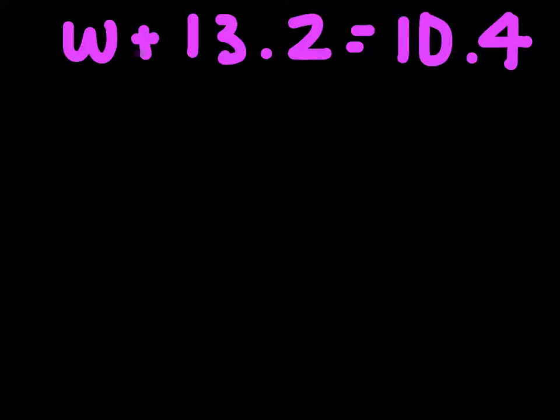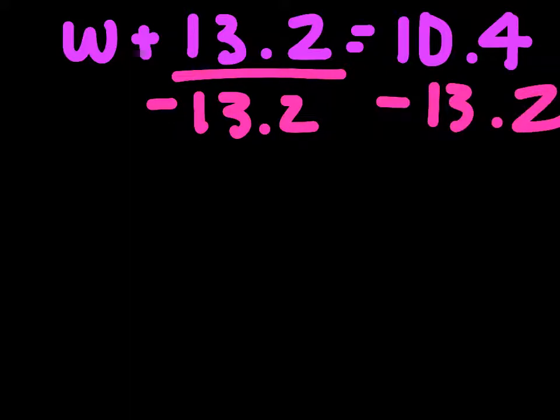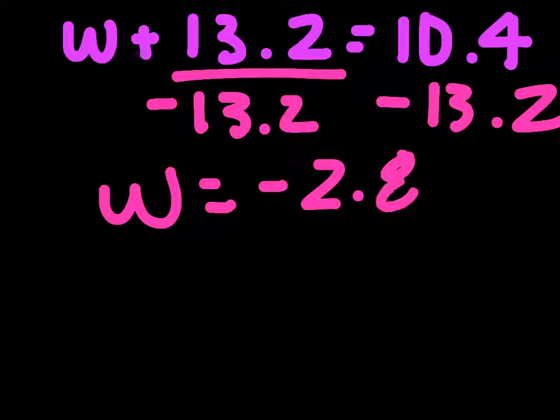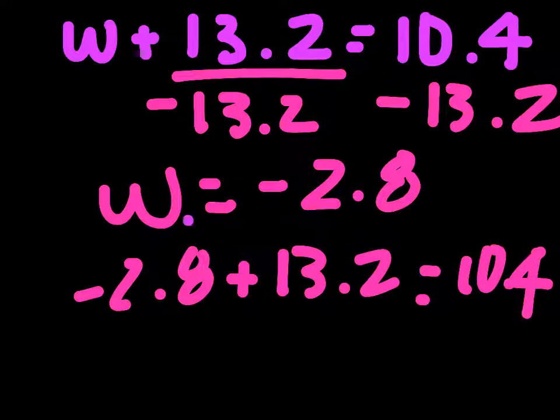So let's look at what we're going to be working with. 13.2. So we do the opposite, which would be negative 13.2, negative 13.2. W equals negative 2.8. Because 10.4 minus 13.2 is negative 2.8. Okay, so let's go back and check. Negative 2.8 plus 13.2 equals 10.4. Does it check? Yep.